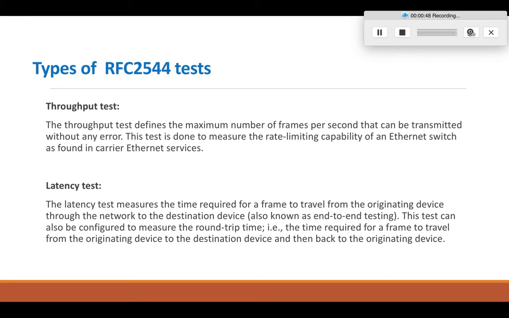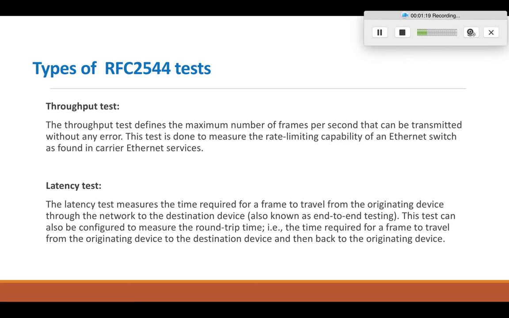Throughput test. The throughput test defines the maximum number of frames per second that can be transmitted without any error. So we can come to know how many maximum frames we can send per second into the DUT, so the DUT can handle all the frames without any error. This is a test done to measure the rate limiting capability of an Ethernet switch as found in carrier Ethernet services.